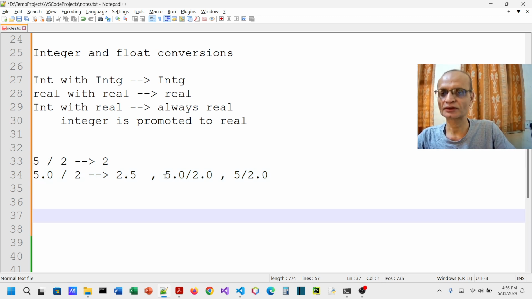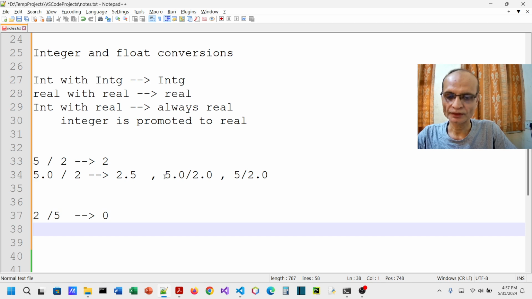Now if I just reverse the role, that means if I have this 2 by 5, then if I do 2 by 5, the result of this will be 0. Why? Because 2 is an integer, 5 is an integer, so the result has to be an integer, and that's why you will not get a decimal, but you are going to get 0.